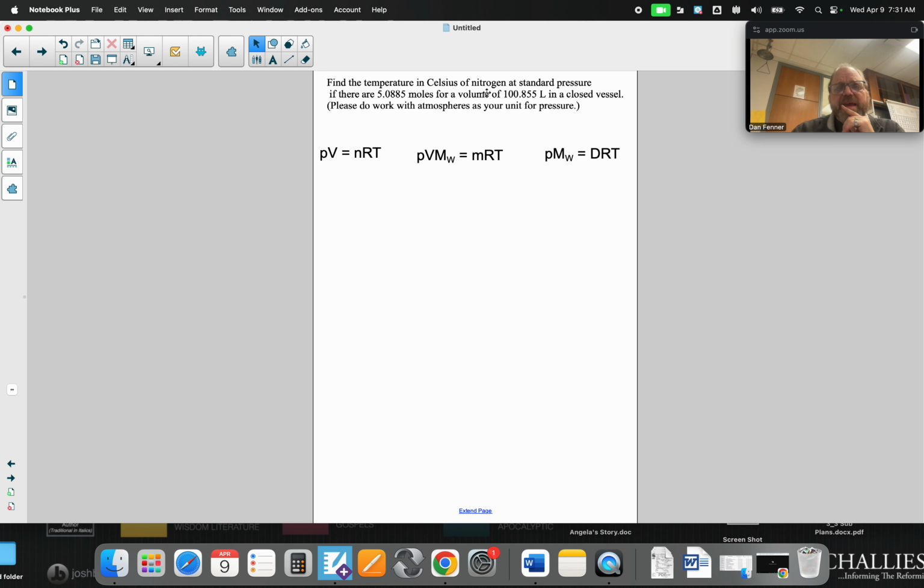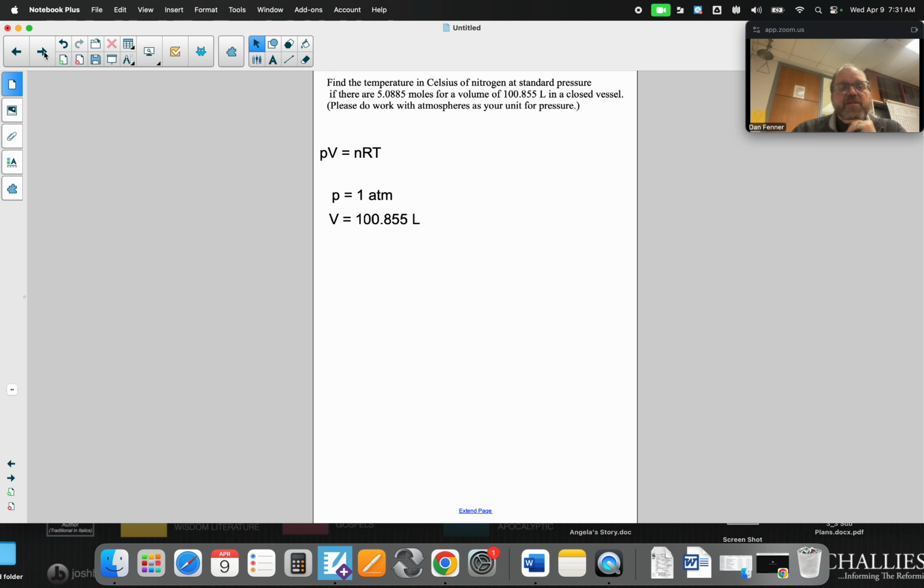Well, it does say nitrogen, so it could be one of these two, but it doesn't give me a number of mass, and I don't have a density. Now, I could convert it, but it's easier just to go with that equation right there, so that's what we're going to do. And start with the graphic organizer. P is pressure. It says standard pressure. Standard pressure in atmospheres is 1 atmosphere.